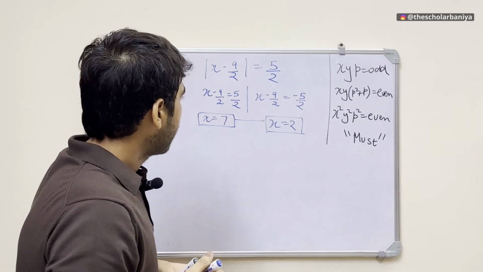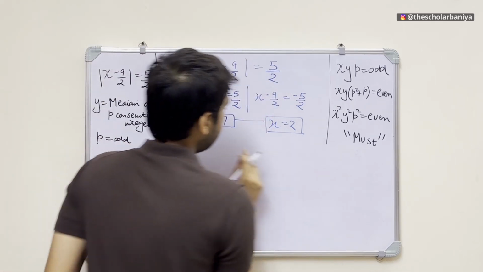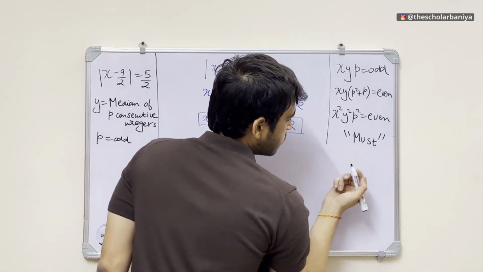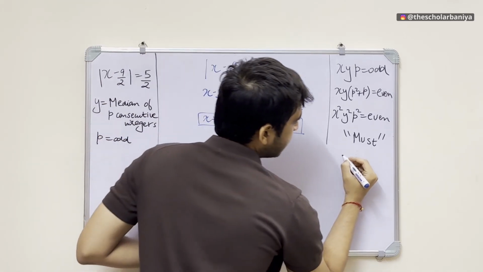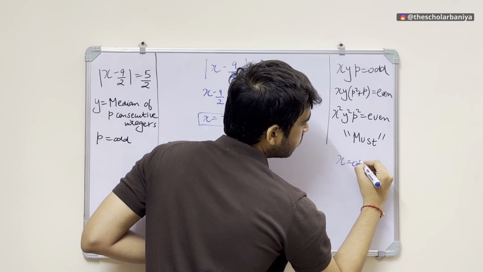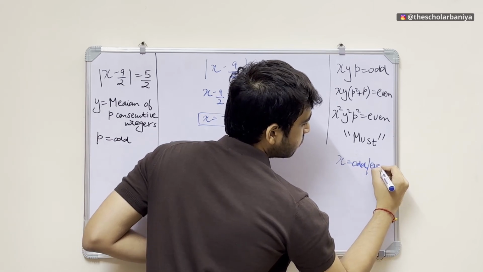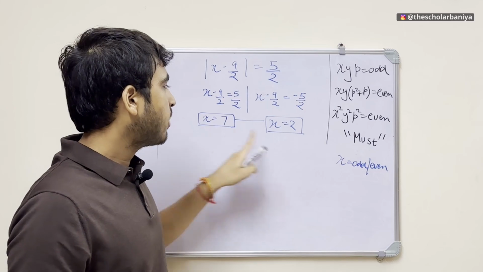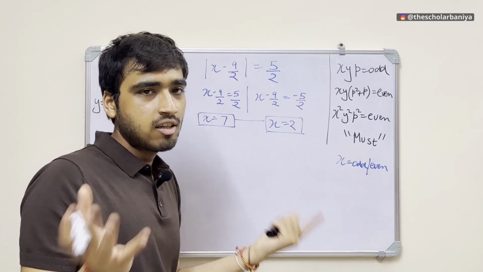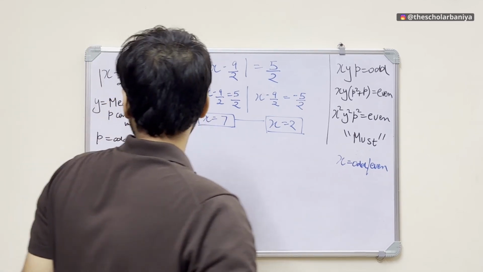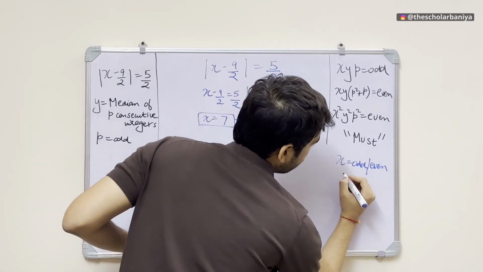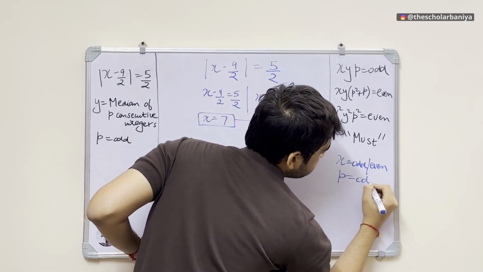So from here we can see that x can be odd or x can be even, right? Both are possible because x equals 7 is odd, x equals 2 is even. So x can either be odd or even, right? In the question we are given that p is odd, right? So p is odd.